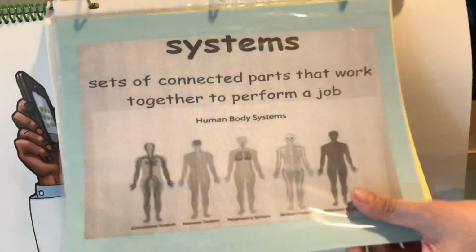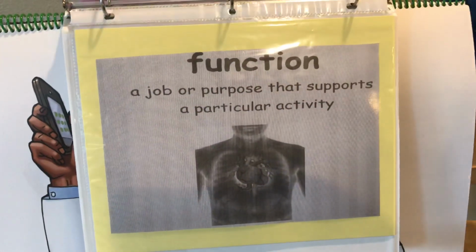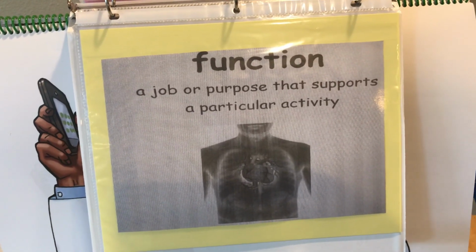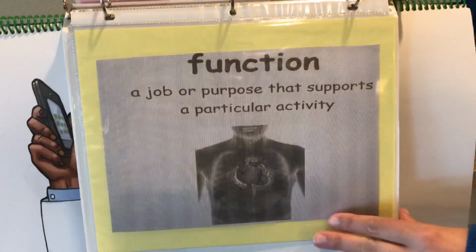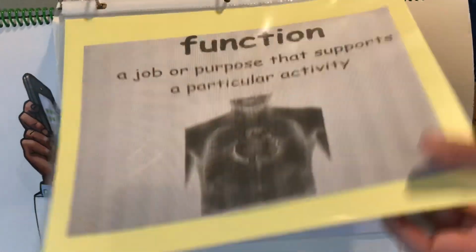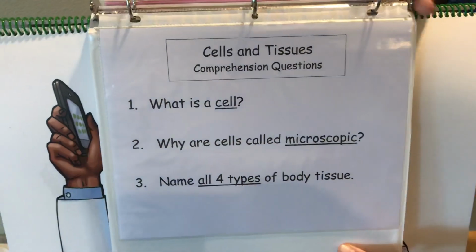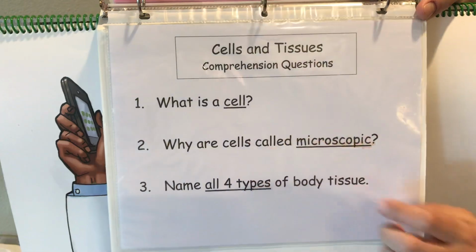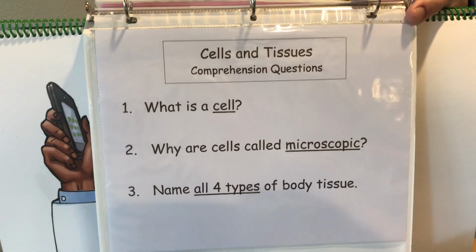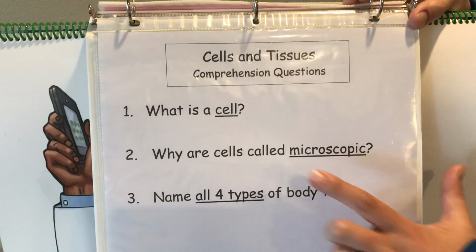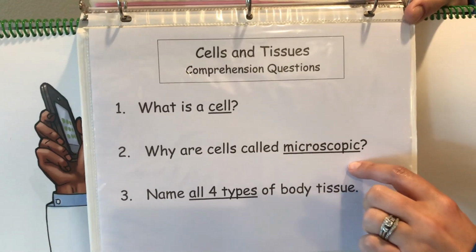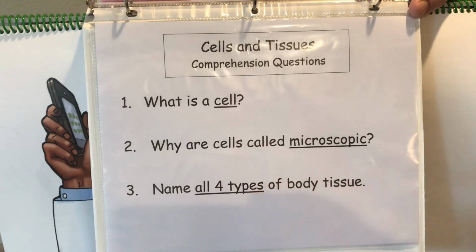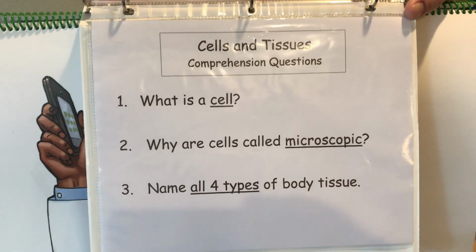One more word, function, a job or purpose that supports a particular activity. The three questions that you will answer at the end of this lesson. The first one is, what is a cell? Question number 2, why are cells called microscopic? And the third question, name all 4 types of body tissue.